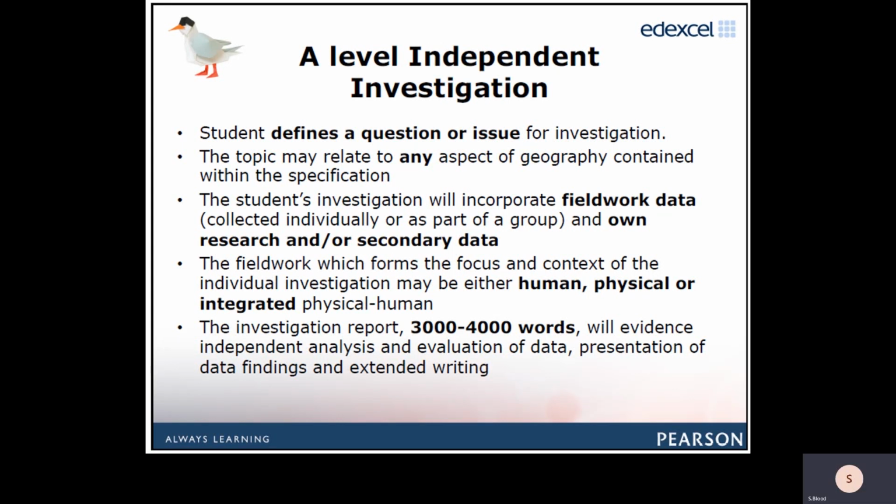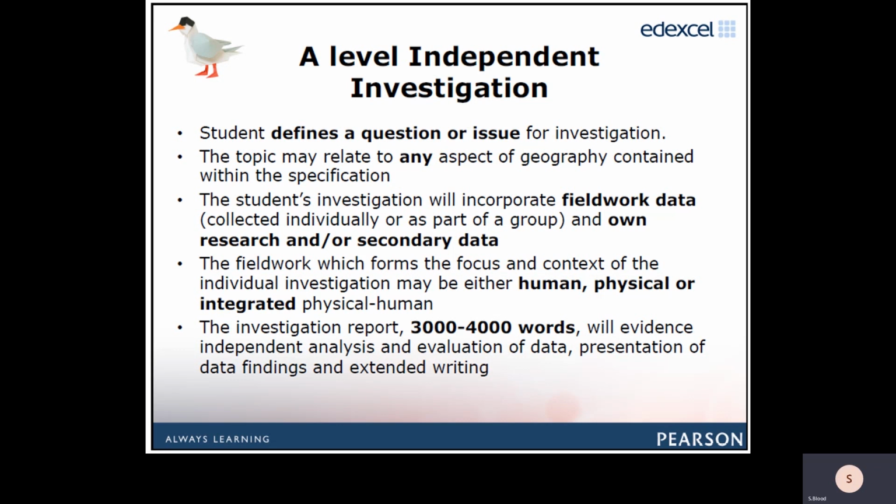The independent investigation is something the students have to put together themselves. We support and guide them in their approach, but it very much is them who get the final say on the question they'd like to explore, the issue they'd like to investigate. The fieldwork data will be collected by themselves. It can be done in groups, but it's their data that they analyse.